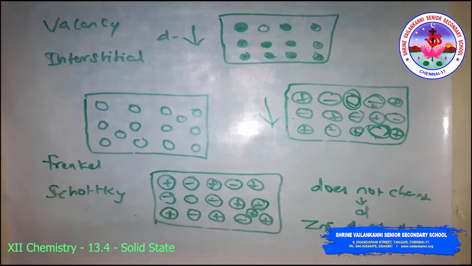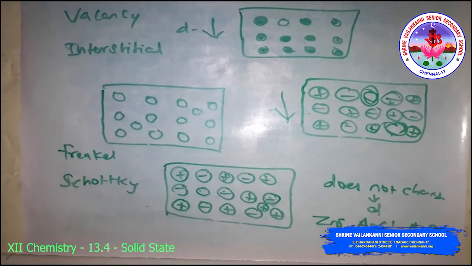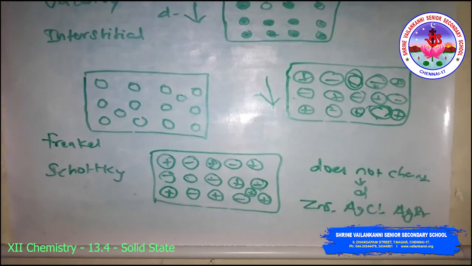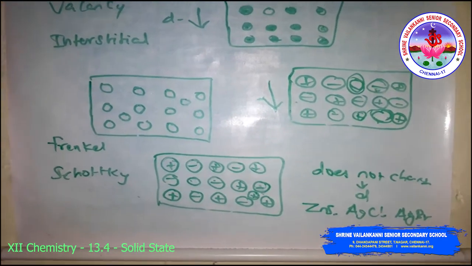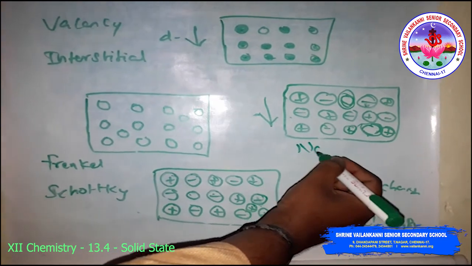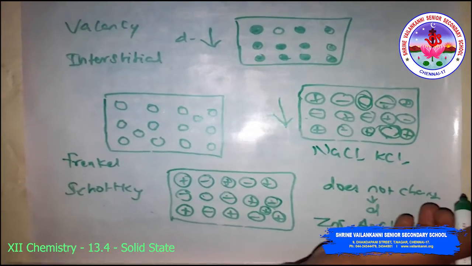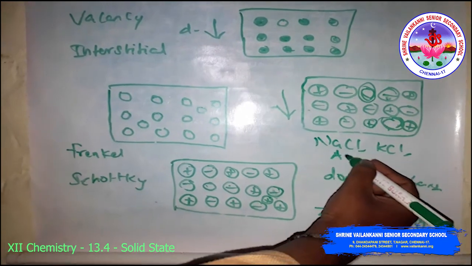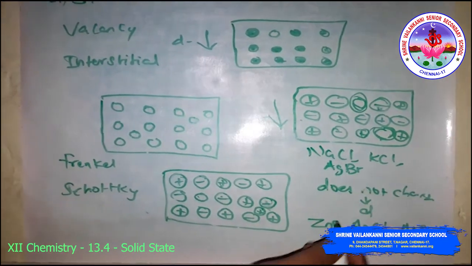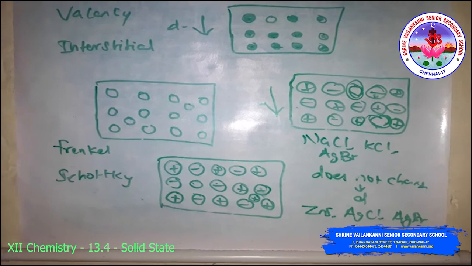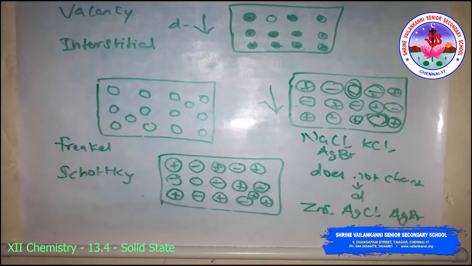An example is sodium chloride. Then some examples like KCl, NaCl, and AgBr, silver bromide. Look at silver bromide: it shows both Schottky and Frenkel defects.